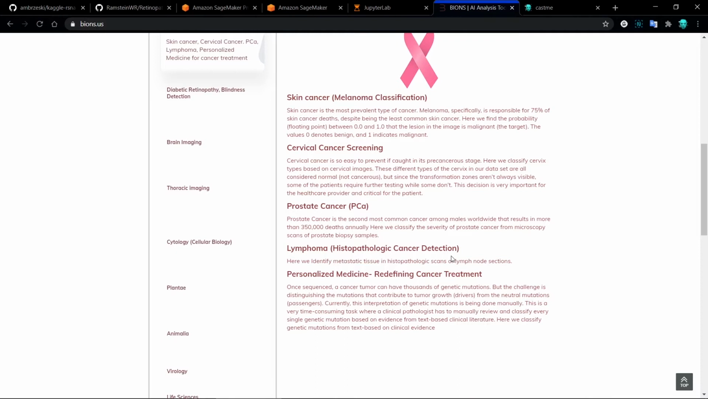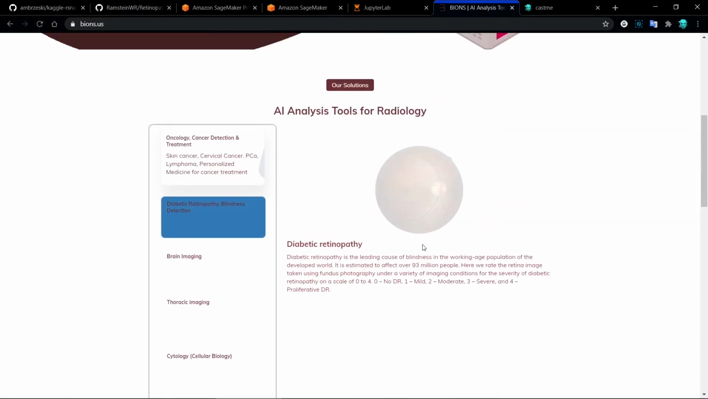So this was just the first case. Now let's move on to the second class: diabetic retinopathy and blindness detection. What happens here is that mostly diabetes patients are around the age of 40, 50, and they almost all get this disease, diabetic retinopathy. Around 93 billion people worldwide almost get affected by this.